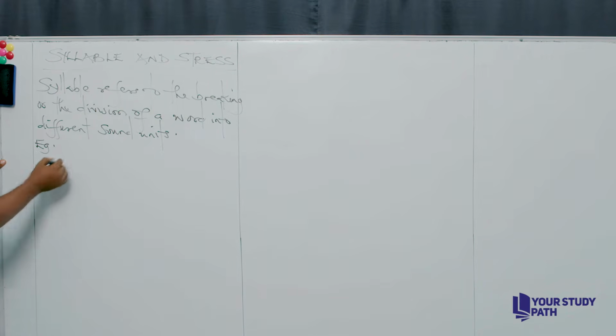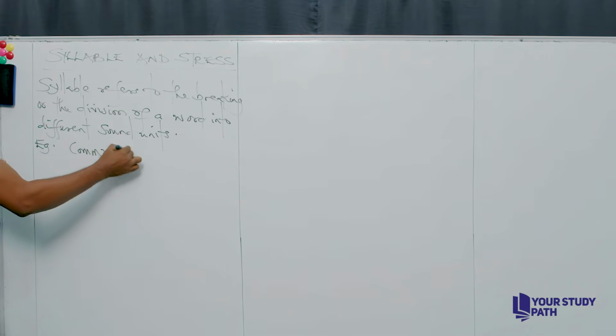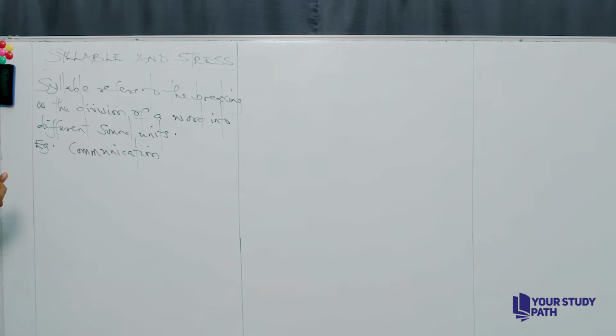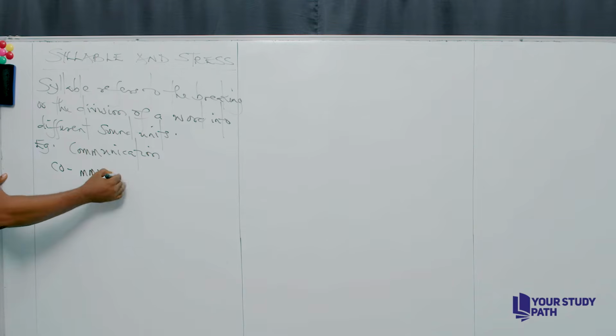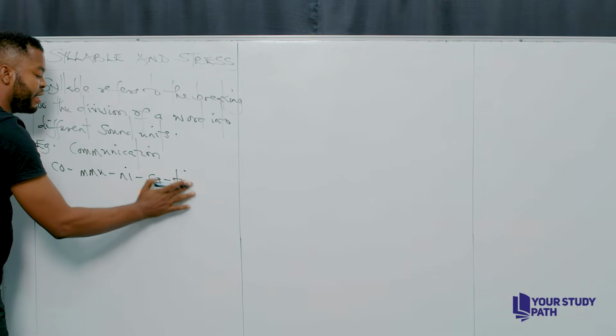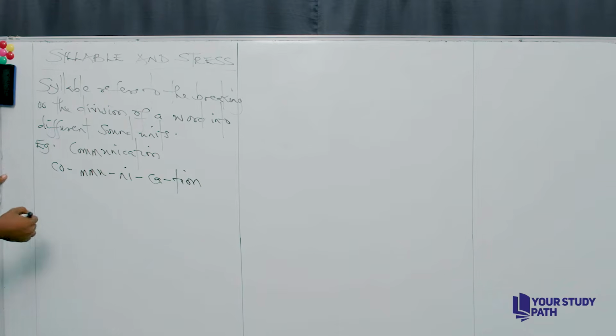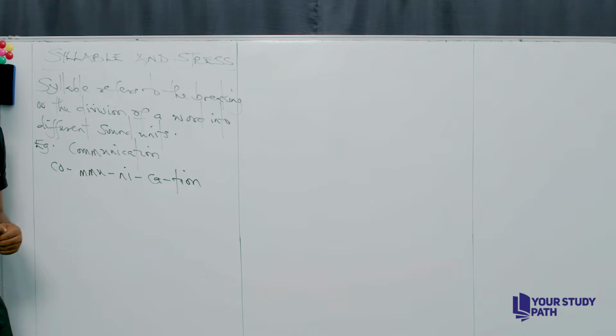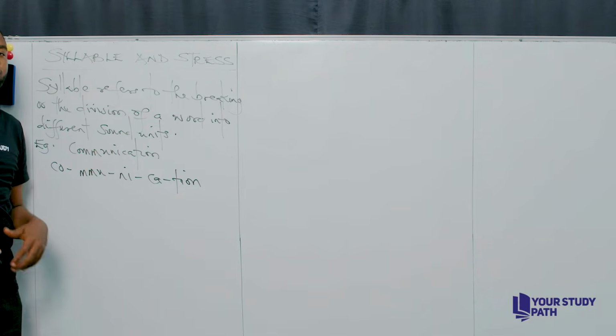For instance, look at the word like communication. All right. Now, in a word like communication, the word can be broken down into different syllables. The first syllable is CO hyphen. The second syllable is MMU hyphen. The third syllable is NI. The fourth syllable is CA. And the final syllable is TION. All right, so these are different syllables that constitute the word communication.